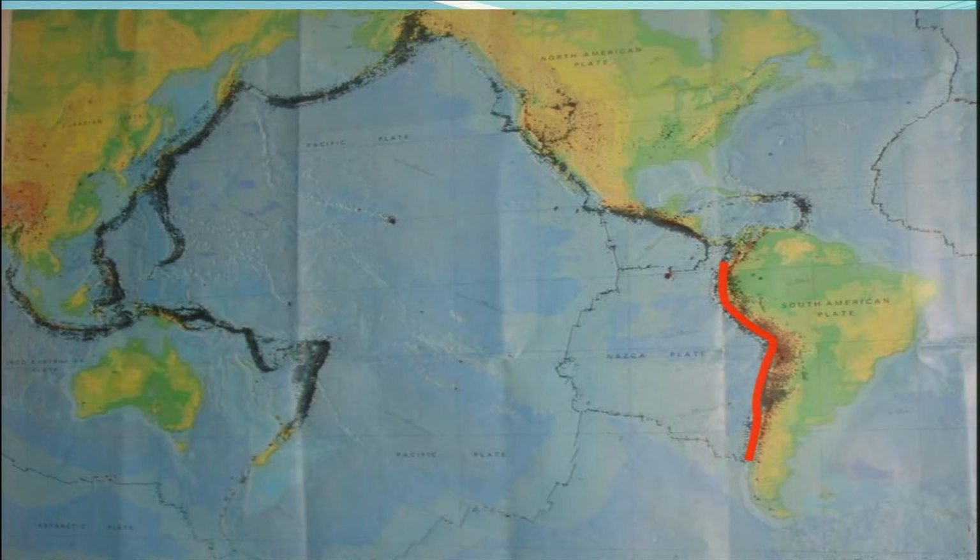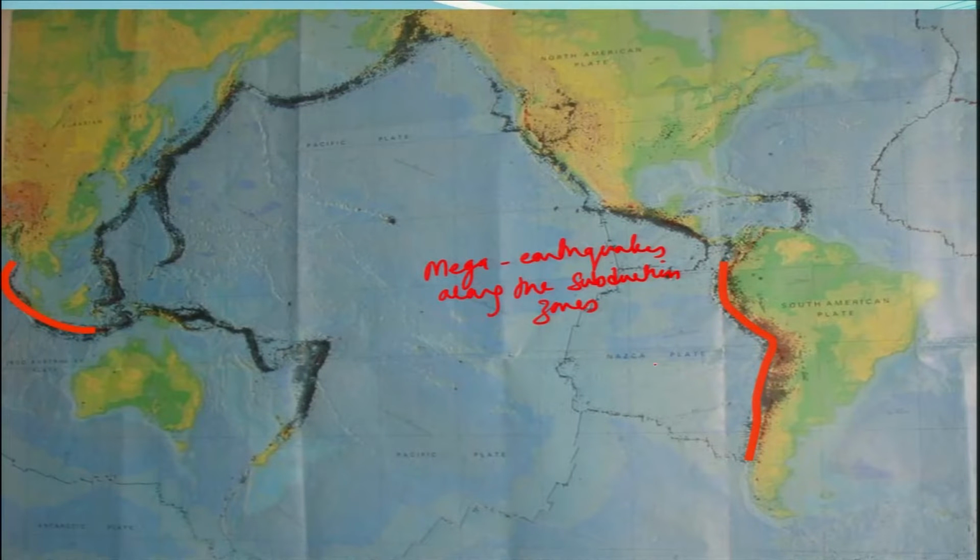So these two areas were responsible for triggering the damaging or devastating tsunamis and large magnitudes, or we can say mega earthquakes along the subduction zone. So one was 1960 and another one is 2004.